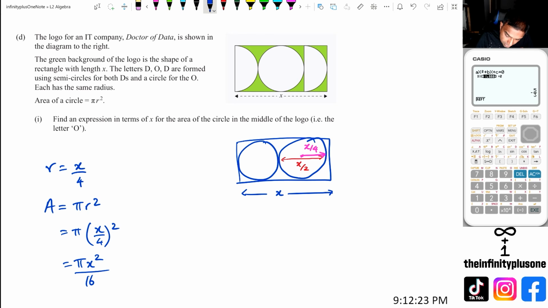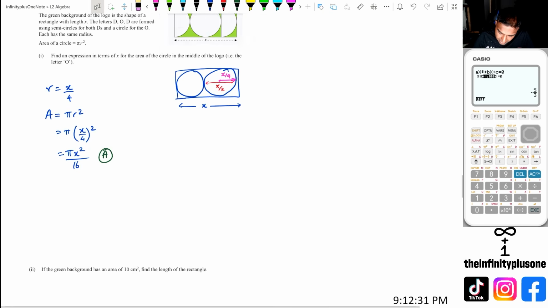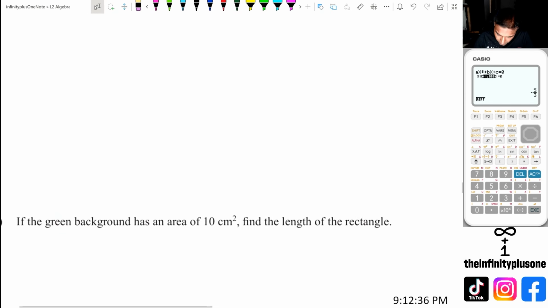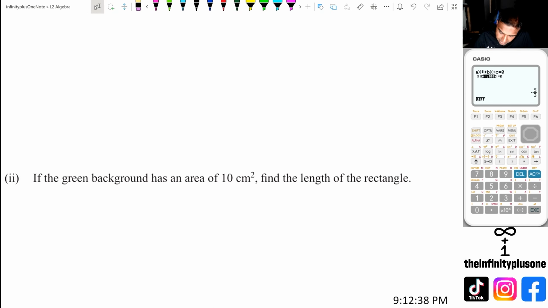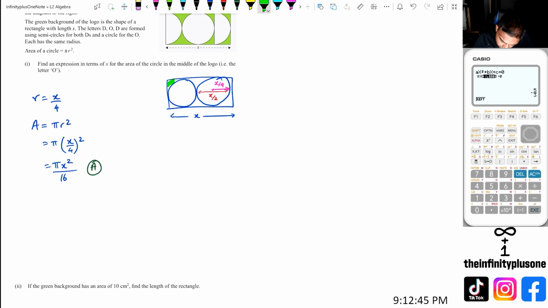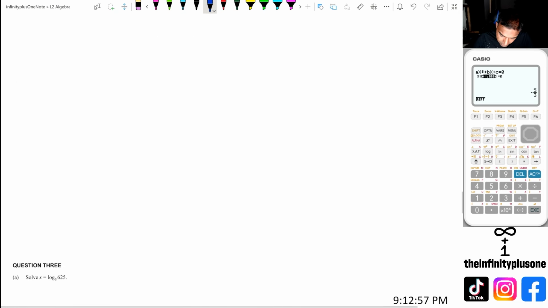And basically, folks, this question is worth an achieved for this part anyway. Okay, so now looking at the next part of the question, it says: if the green background has an area of 10, find the length of the rectangle. So the green part of this is all of this here. That's equal to 10.